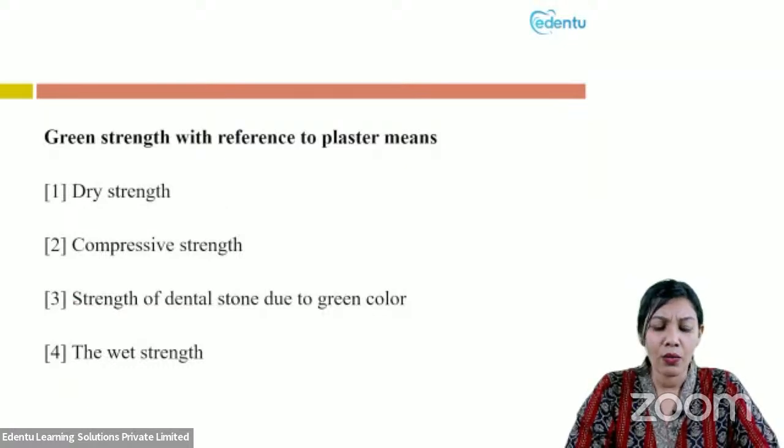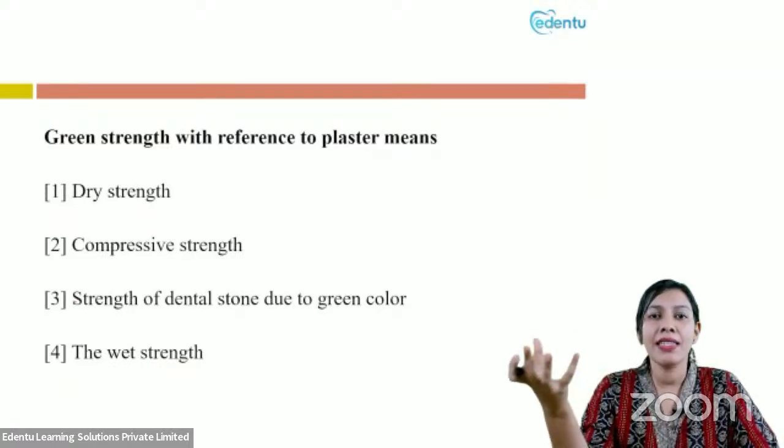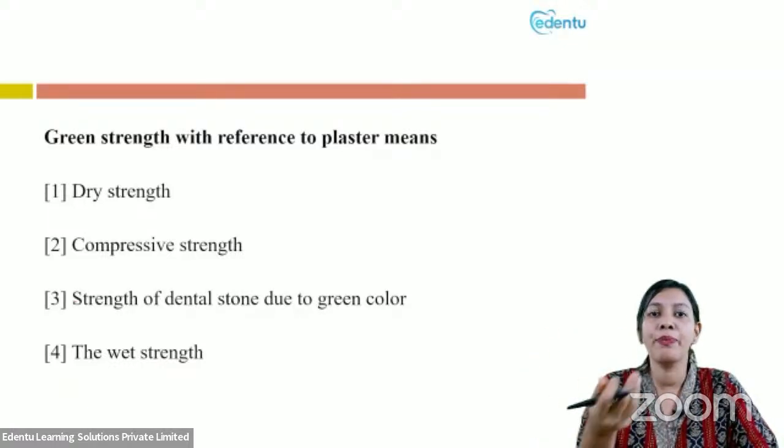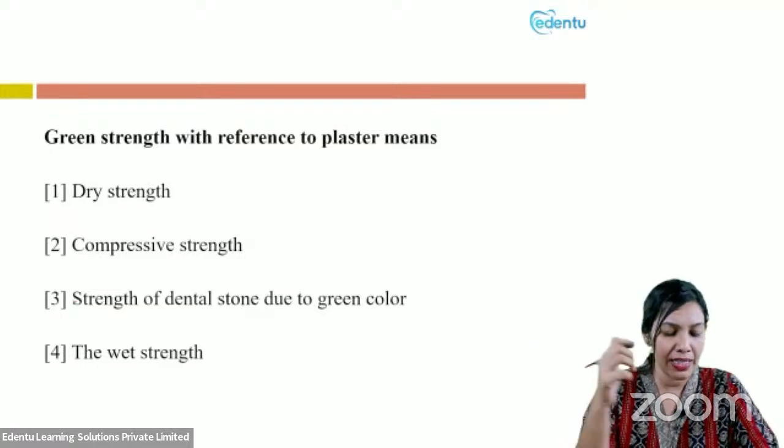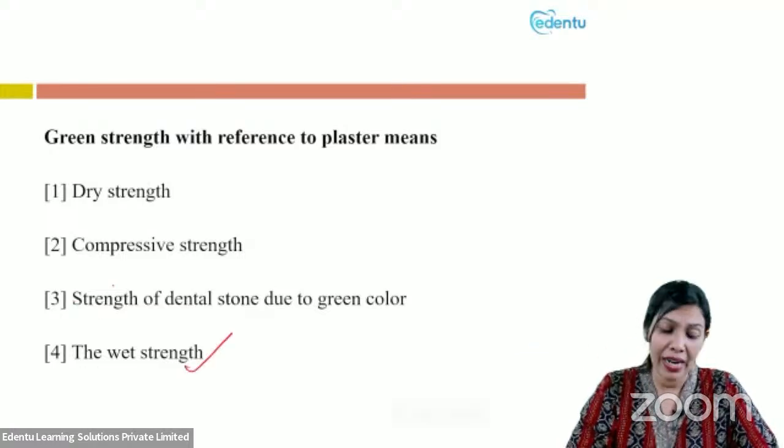Green strength with reference to plaster means what? Now you know, as I said, the excess water which is required for providing that strength is called green strength. So it is the wet strength, not the dry strength, right?